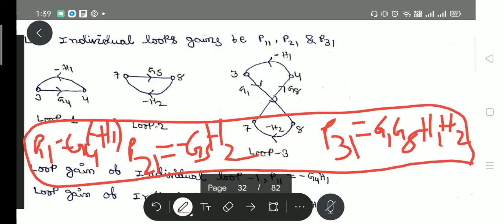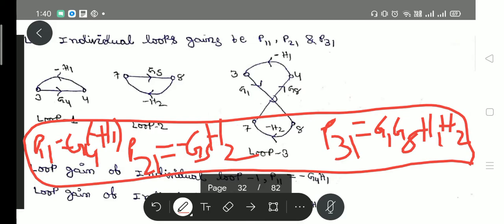Okay, the second step is completed. We have taken the loops from the signal flow graph, then we can write the loops separately and find the loop gains. Then the third step is the 2 non-touching loops.